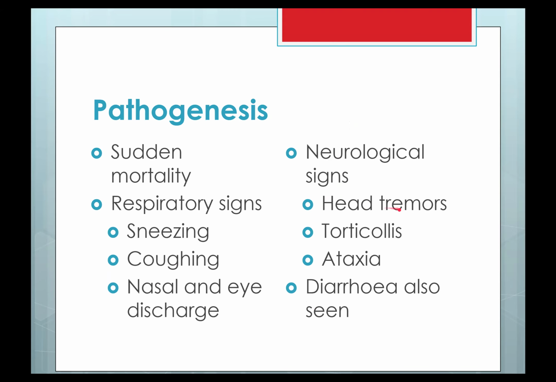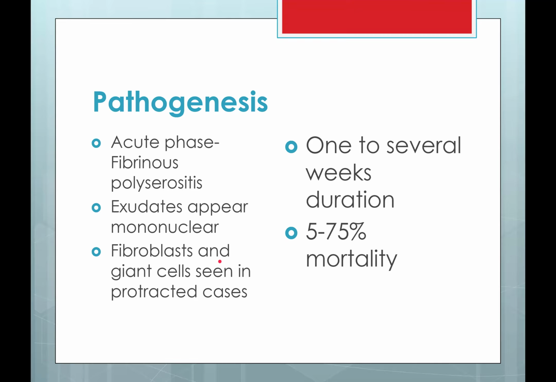And then head tremors, torticollis, ataxia, yun yung sa neurological signs. So the disease is mostly acute. So there's an acute phase. There is fibrinous polyserositis, and so multiple organs can be affected. Exudates appear to be mononuclear, and fibroblasts and giant cells can be seen in protracted cases or in prolonged cases.